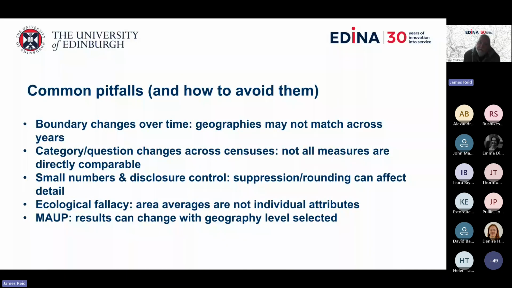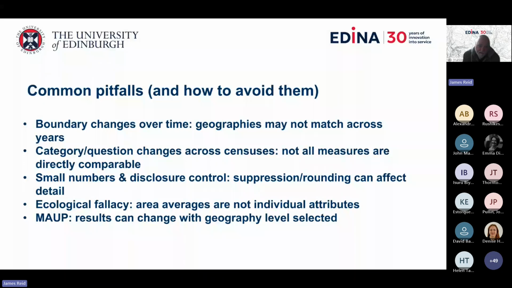the three national censuses. Small numbers and disclosure control, I've already said that the agencies make big efforts to make sure that small numbers are not a problem, because there's a risk of disclosure. So they do apply suppression and rounding techniques that can affect the detail. And again, those methodologies have changed over time. So the mechanisms for ensuring that the census is non-disclosive also need to be taken into account if you're looking at the census across time.